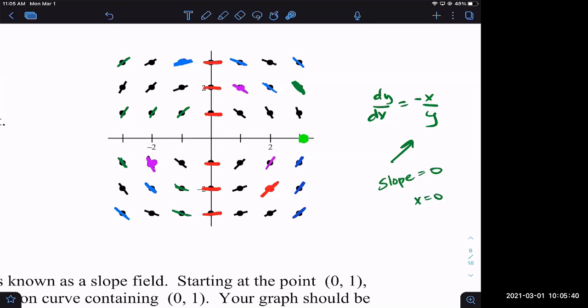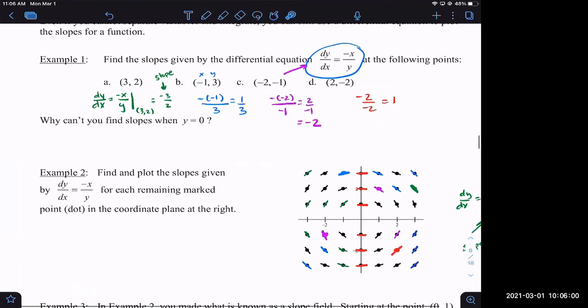Along the x-axis, y would be 0. What would happen if we let y equal 0? Undefined. An undefined slope would be vertical. We don't sketch it, but if we go with what Sean said a second ago about this being a circle, if we sketch the circle, you see how it would be vertical right there. So it is approaching a vertical slope. So it says here, why can't we find slopes when y equals 0? dy/dx would be undefined, because we would be dividing by 0.